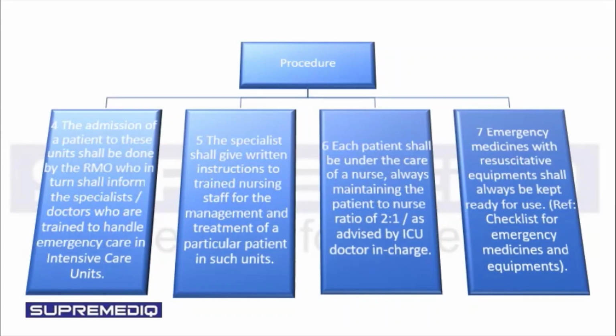4. The admission of a patient to these units shall be done by the RMO, who in turn shall inform the specialists or doctors who are trained to handle emergency care in intensive care units. 5. The specialist shall give written instructions to trained nursing staff for the management and treatment of a particular patient in such units. 6. Each patient shall be under the care of a nurse, always maintaining the patient-to-nurse ratio of 2:1, as advised by the ICU doctor in charge.